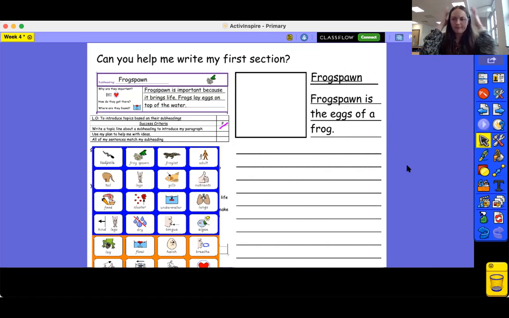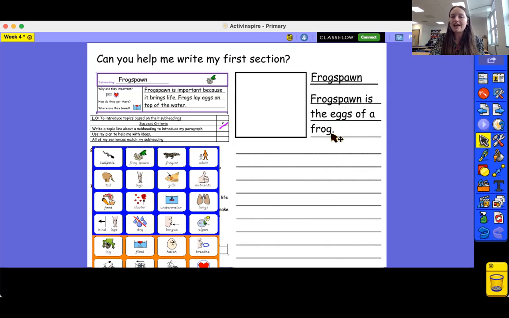Now, have another think. Frog spawn is the eggs of a frog. Brilliant. That's going to help those caterpillars and butterflies know what frog spawn is. But do they know what it looks like? No, because we've not told them. My picture might help them, but it's important to also include a description of that as well. And that's what I'm thinking about whilst I'm doing my writing. I'm thinking, right, if I was reading this and I didn't know what frog spawn was, what would be the most important things to tell me?